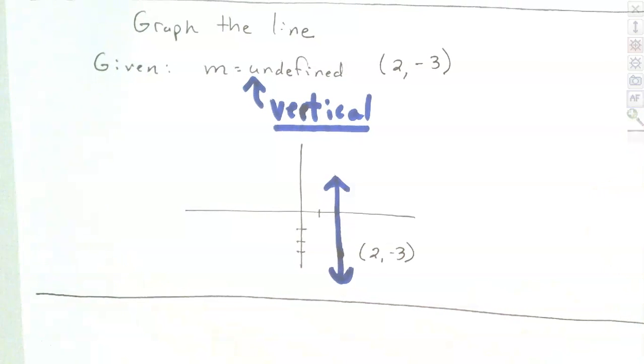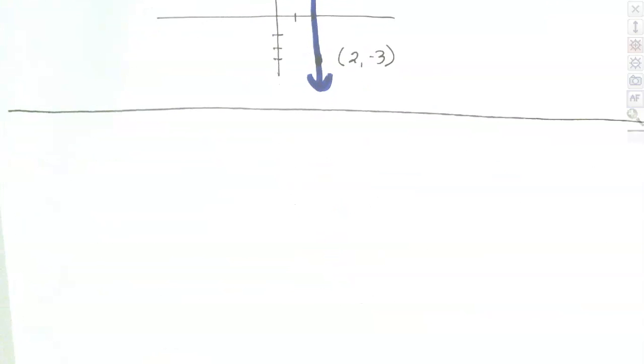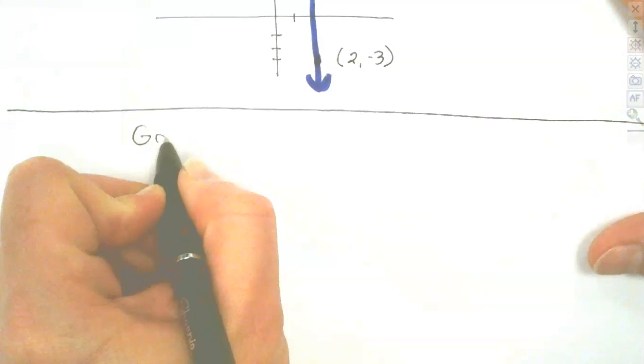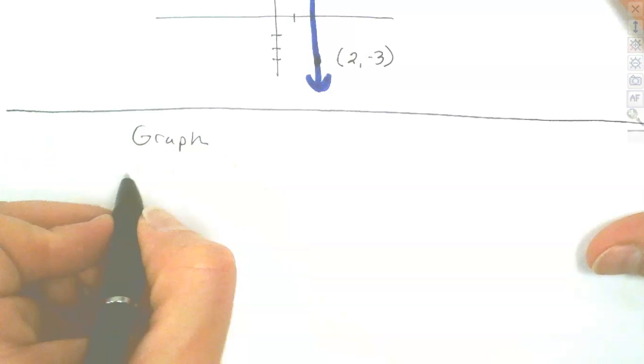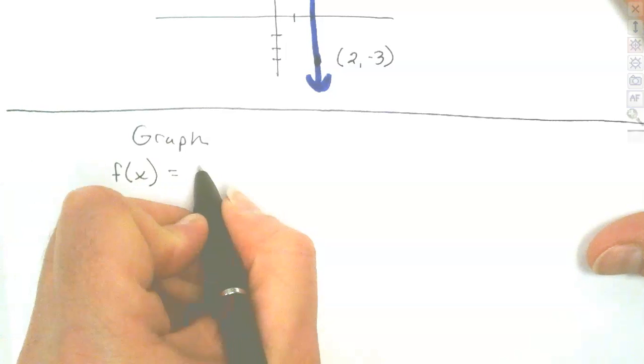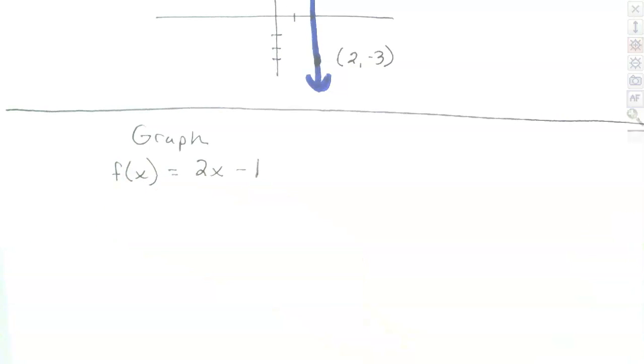So we can graph a line with either 2 points, which we did in 2.1, or we can graph a line from a point and a slope. We can also graph a line from a function. And so now we'll go ahead and graph this one. We'll do a couple of these as well. And we're going to graph f(x) = 2x - 1. So we want to graph this function.